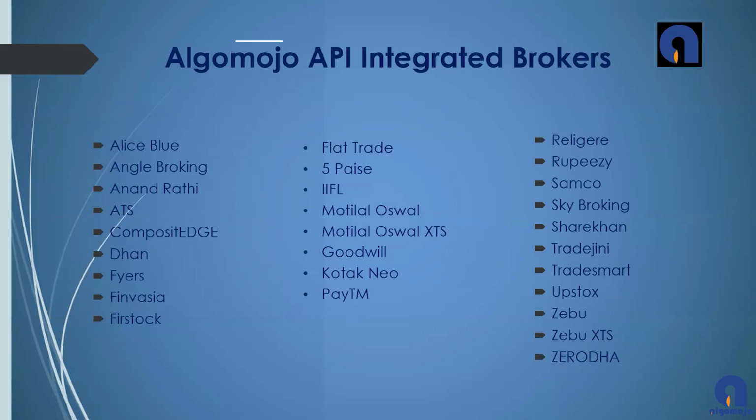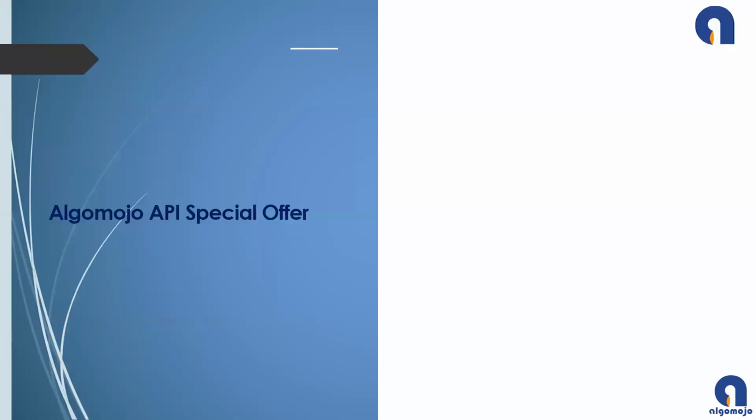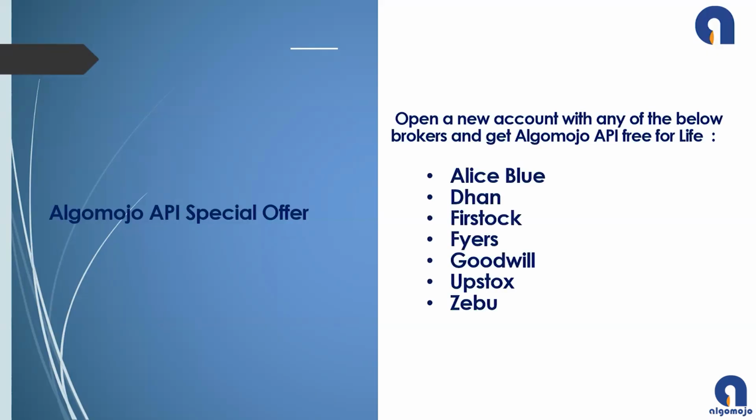Or in case you open a new account, we have a special offer. If you use our referral to open a new account in any of these 7 brokers, you get the APIs or facilities and features of Algomojo free of cost for life. So there'll be no additional charges at all. If you open a new account with any of these listed brokers, LF, Blue, Dun, First Stock, Fires, Goodwill, Upstock, and Cebu, we suggest that you try and open a new account in any of these brokers and avail our facility. So you will get all services, all features, all benefits of Algomojo free of cost for life.